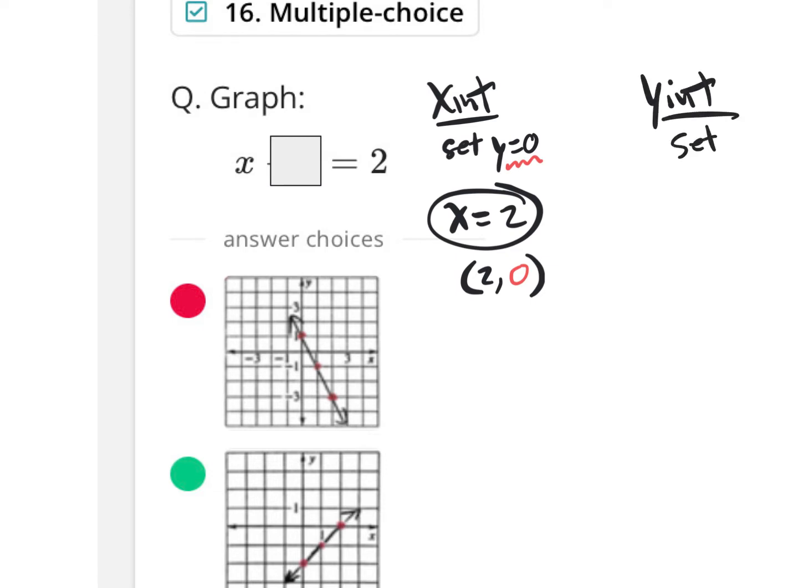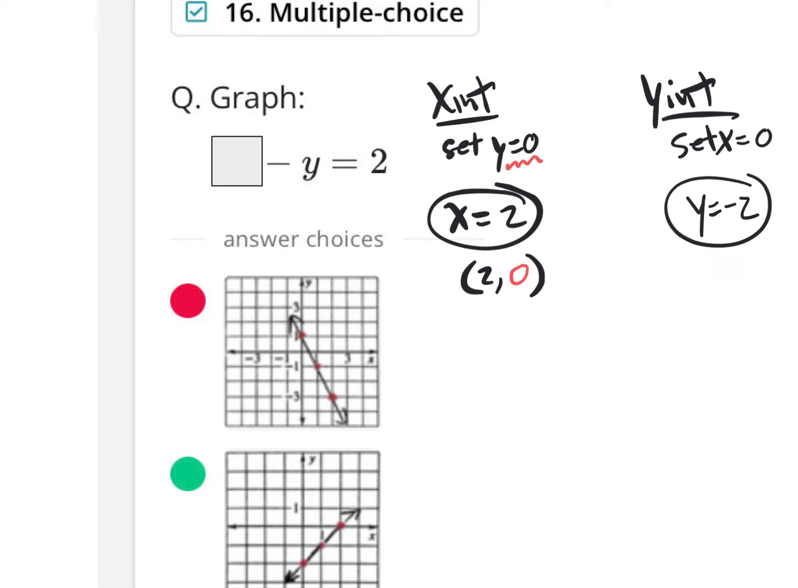Well, I must set x equal to 0 and solve. And setting x equal to 0 is the equivalent of just covering it up and then solving what's left over. So I have negative y equals 2. Of course, you don't want a negative y. So let's divide by negative 1, divide by negative 1, and that will give me y equals negative 2. So now I know where it crosses the x-axis, it crosses at 2, and where it crosses the y-axis at negative 2.